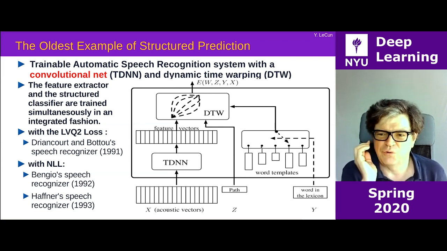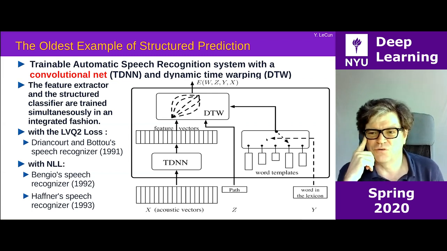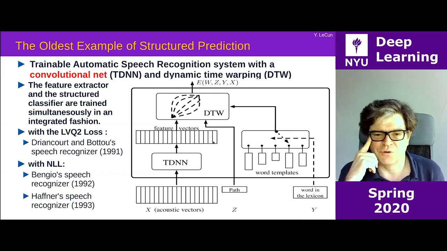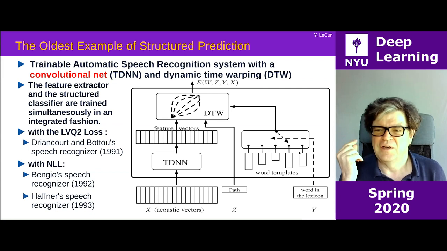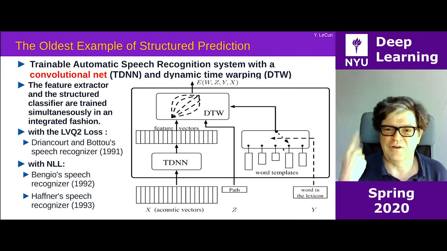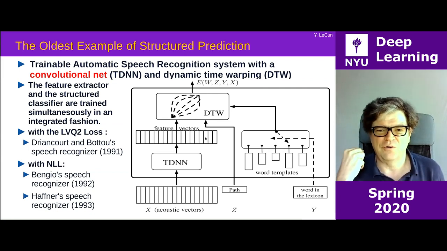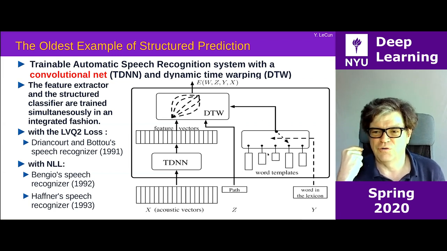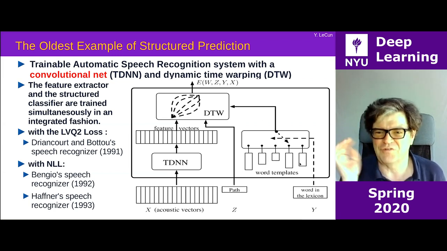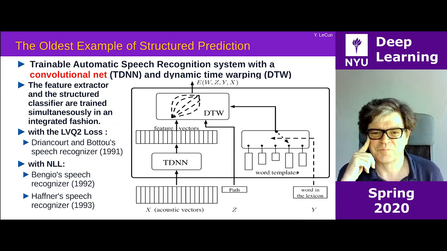And now the way you want to train the system is that you'd like to train the neural net at the same time as the template so that the overall system recognizes the words as best as possible. This is a classification problem. But there is a latent variable in it, and the latent variable is how are you going to time warp the sequence of feature vectors so that it matches the length of those templates. And again, I'm kind of repeating myself because I talked a little bit about this before.